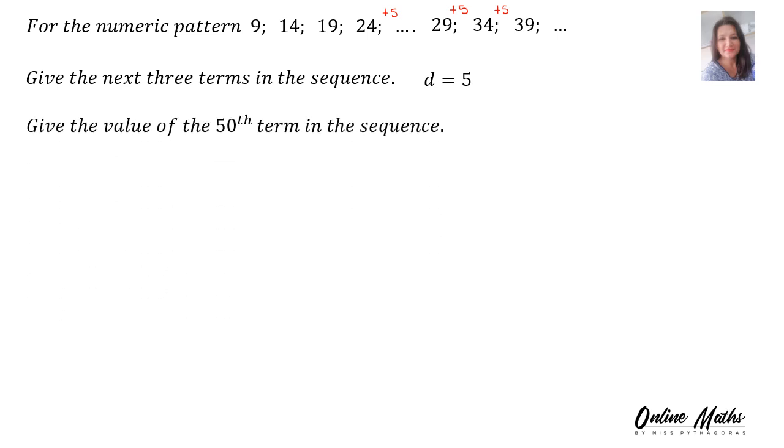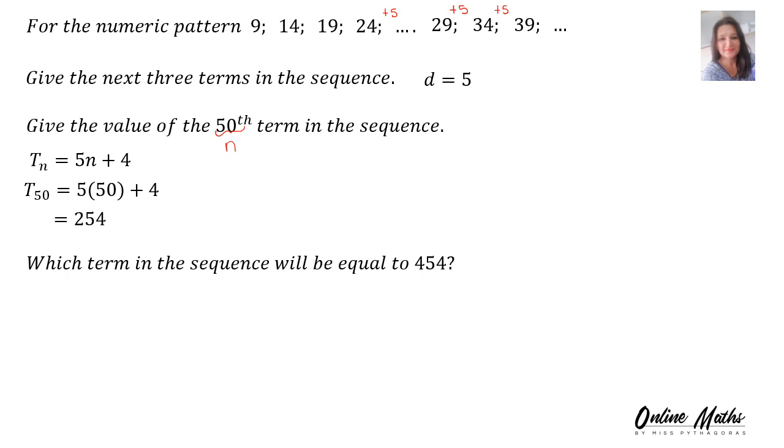Give the value of the 50th term in the sequence. Now, instead of continuously adding 5, 5, 5, we have a formula. We calculated the general formula in the previous slide, which was Tn is equal to 5n plus 4. Now, 50 is n's value. In n's place, we substitute 50 and the 50th term's value will be 254.